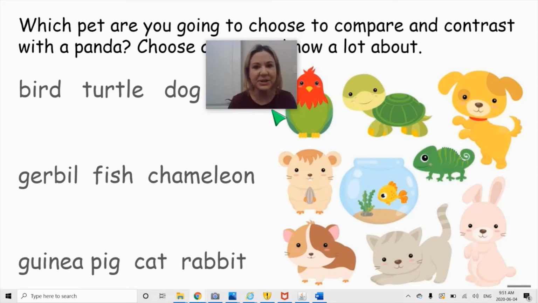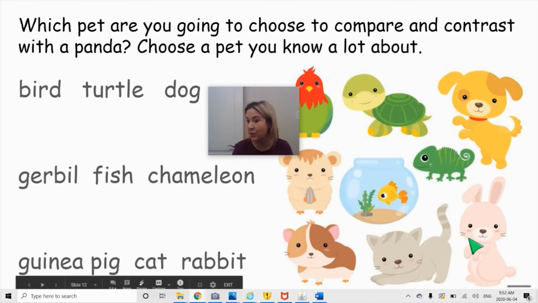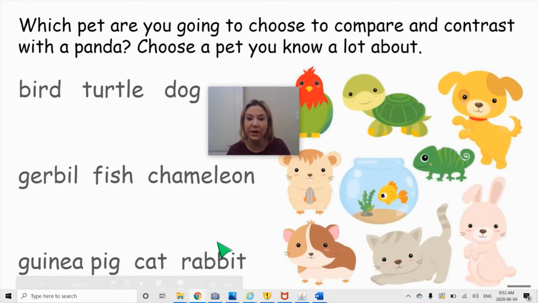See if I can move my picture. Oh, doesn't look like it's, there we go. Which pet are you going to compare with the panda? Choose a pet you know a lot about. You could choose a bird, a turtle, a dog, a gerbil, a fish, a chameleon, a guinea pig, a cat, a rabbit, or any other pet you could come up with.